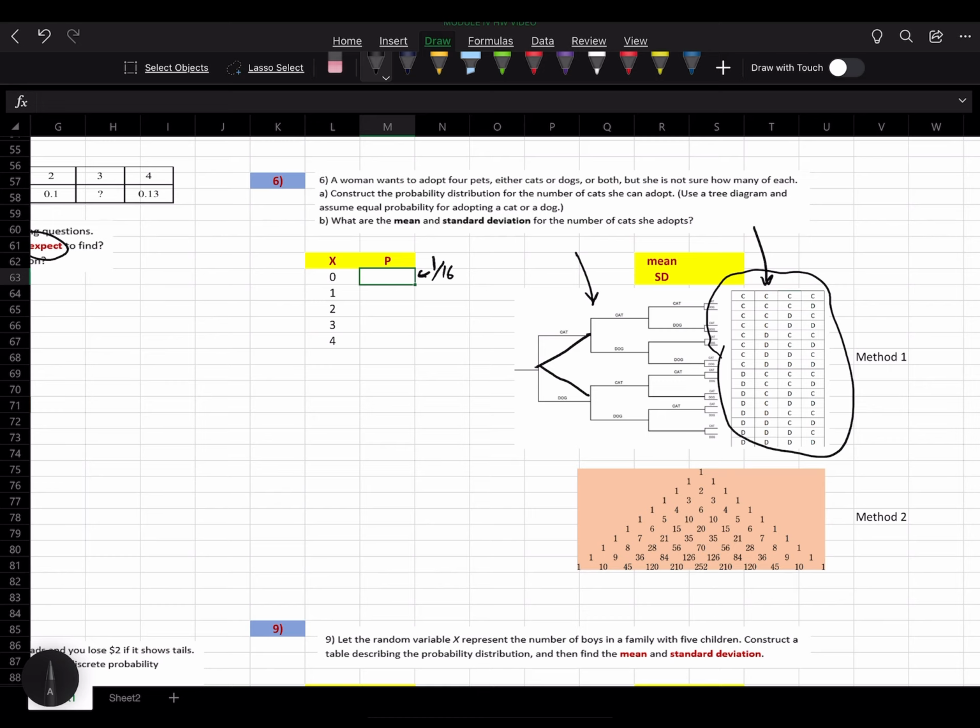How many of them have 1 cat in them? So if you count, how many of them have 1 cat? This has 1 cat in it. That's 1 outcome. That's 2 outcomes. That's 3. And look for 1 cat outcome. That's 4. And none of them have 1 anymore. So it's 4. So the second one will be 4 out of 16.